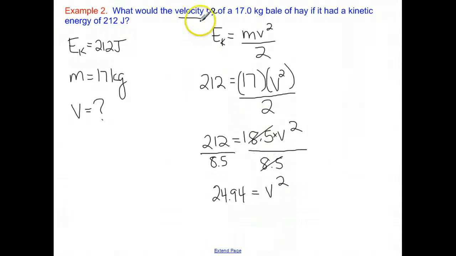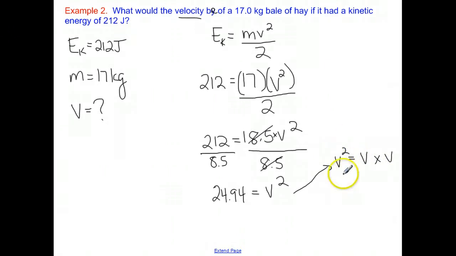Now, we're trying to solve for velocity, so you might think at this point we're done because we have this v on one side of the equal sign by itself. But the extra thing here is that it's v squared, and we're not trying to find out what v squared is. We want to know what just v is. And so here you have to do an extra step. Remember that v squared is the same as saying v times v.